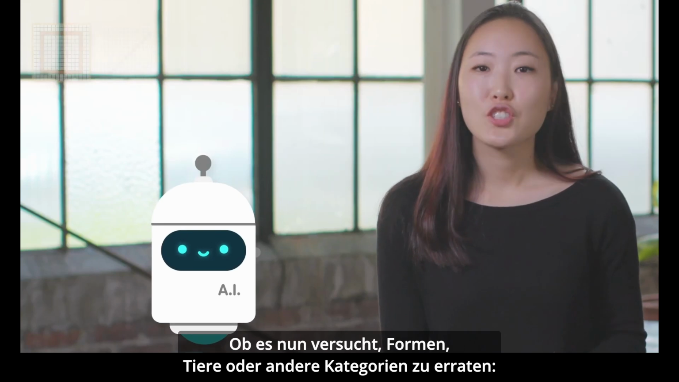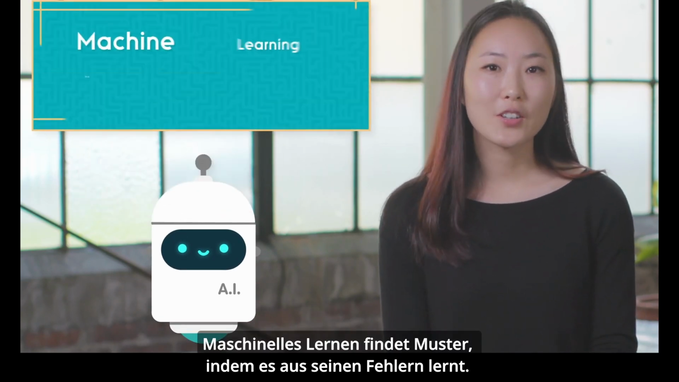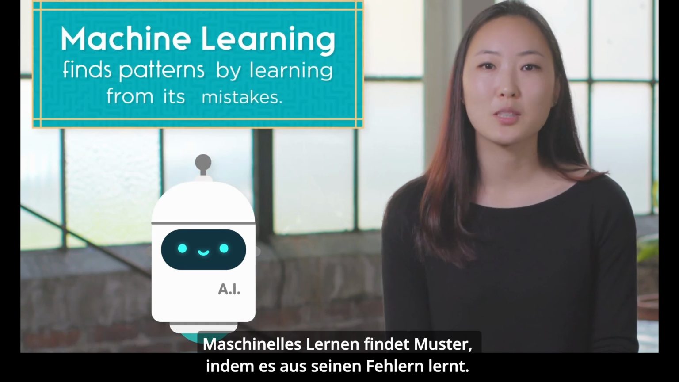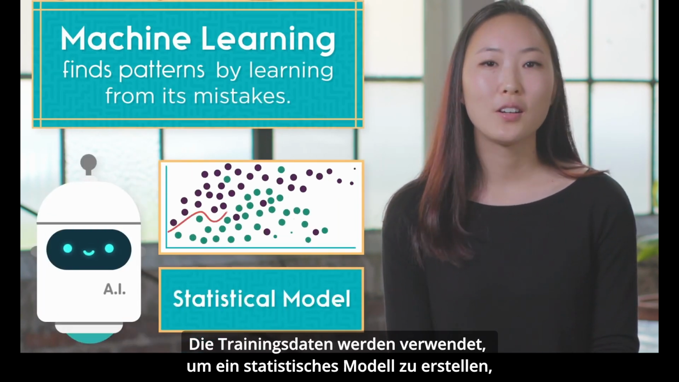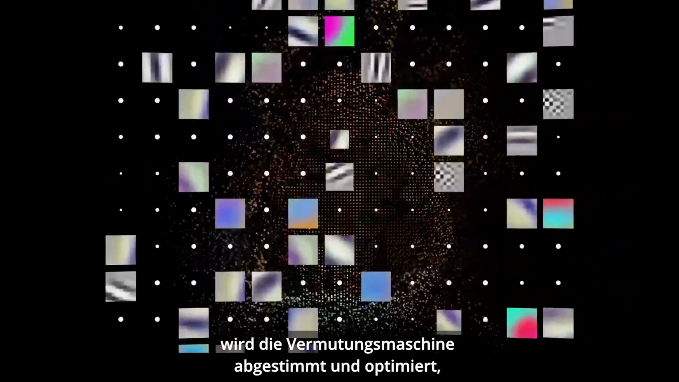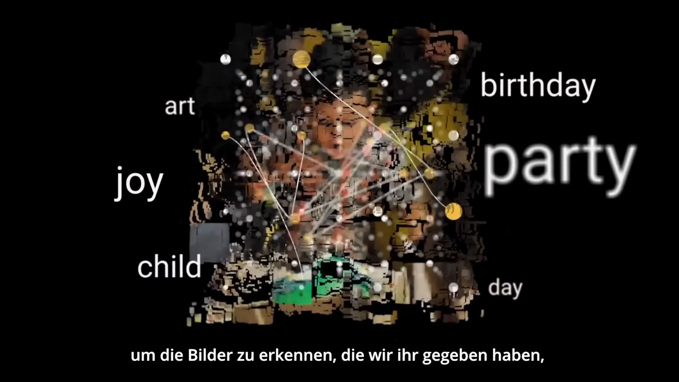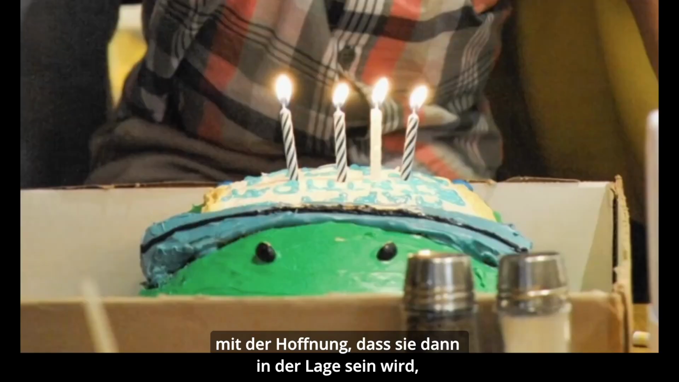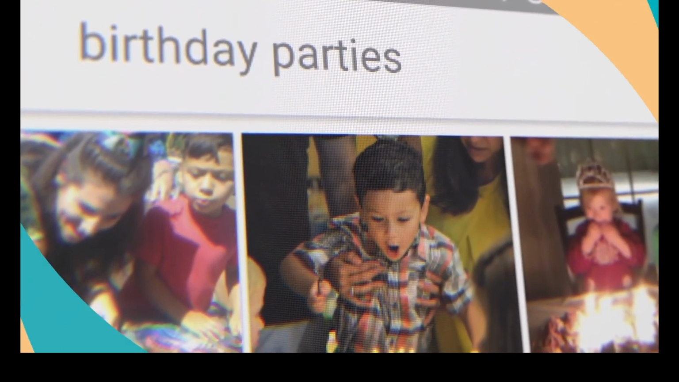Whether it's trying to guess shapes, animals, or any other category, machine learning finds patterns by learning from its mistakes. The training data is used to make a statistical model, which is just a fancy way of saying a guessing machine. When we give it training data, the guessing machine is tuned and optimized to recognize the pictures we gave it, with the hope that it will then be able to recognize new pictures with the same accuracy.